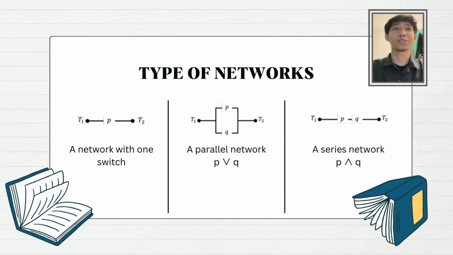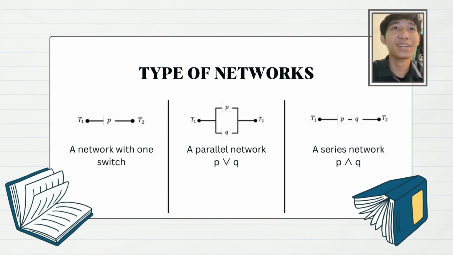The second type of network is a parallel network. As you can see, P and Q are parallel because after the first terminal, the wire branches into two sides. If you face this problem, you can write it as a disjunction statement, also known as an OR statement. For this case, P is disjunction with Q.